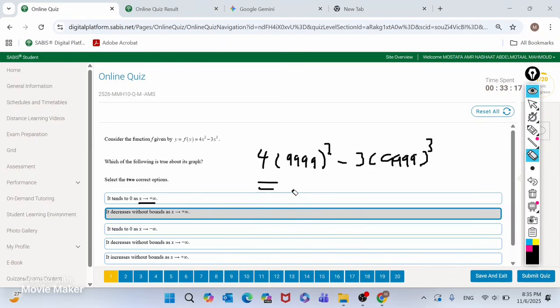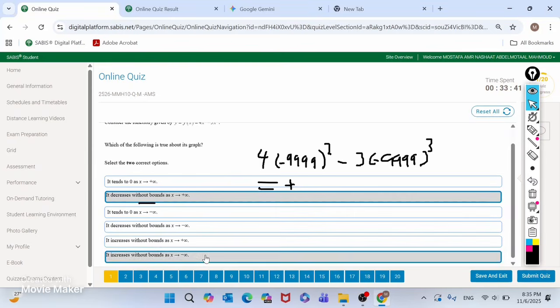Now, if we want to see whether it decreases or increases as x approaches negative infinity, we put a negative number. So just put a negative sign in front of it. Here, if we put this, we get a positive answer. So that means it's going to increase as x approaches negative infinity.